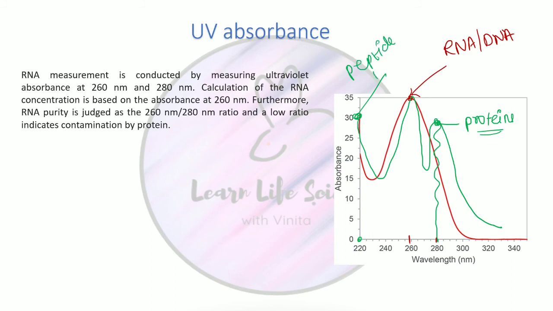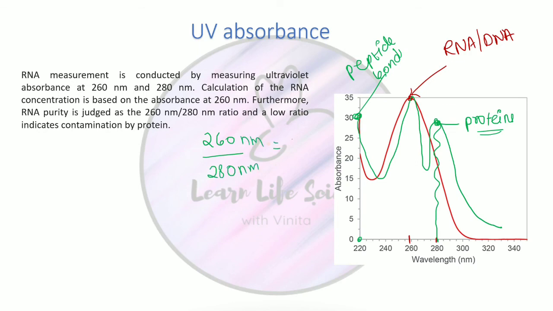which are present in the proteins. So whenever you are taking RNA UV absorbance, if you are observing a single peak at 260 nm, it means that your RNA is free from any kind of contamination by protein. Also, we take the ratio of both, the ratio of absorbance at 260 nm and 280 nm.